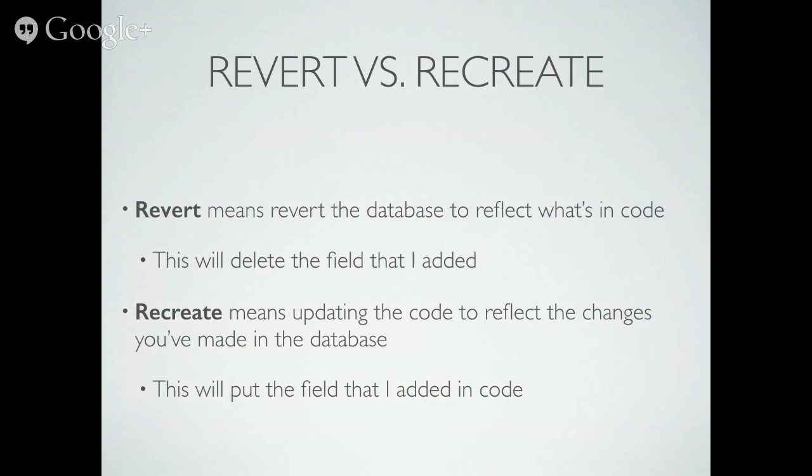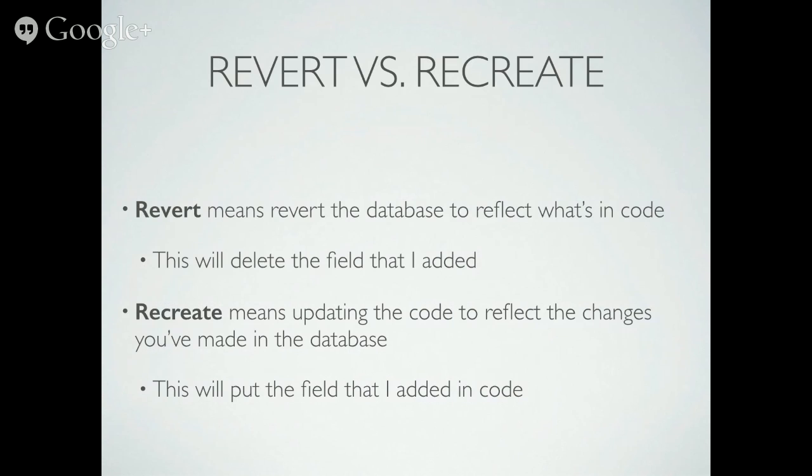So there's two things that you can do when you have an overridden feature. You can revert the feature, which means reverting the database to what's in code. So reverting means going back to what's actually in the code of the feature. So if you've added a field, reverting is going to delete that field.